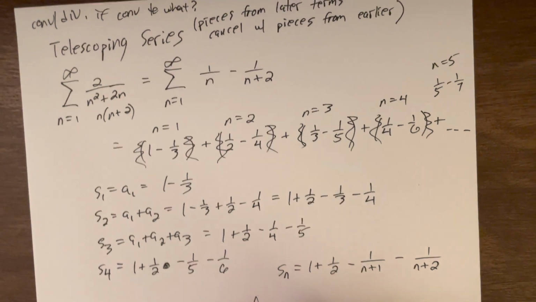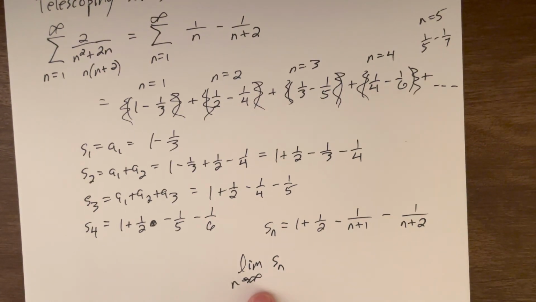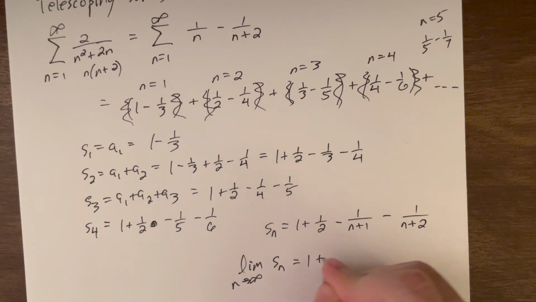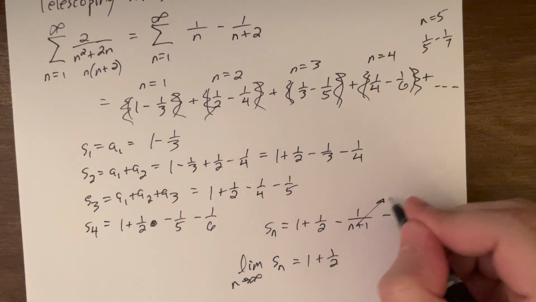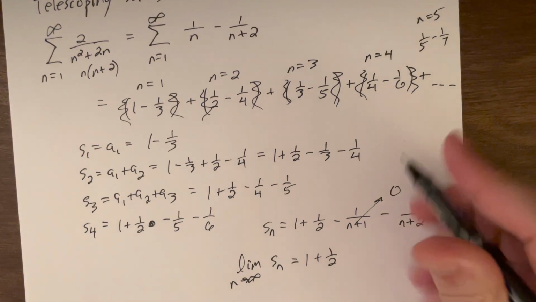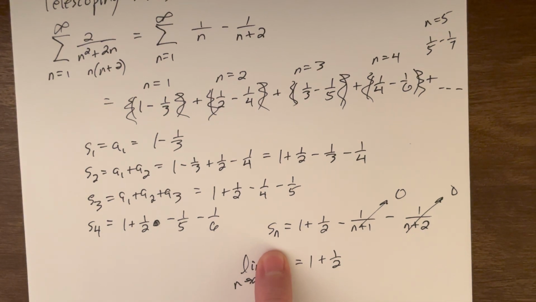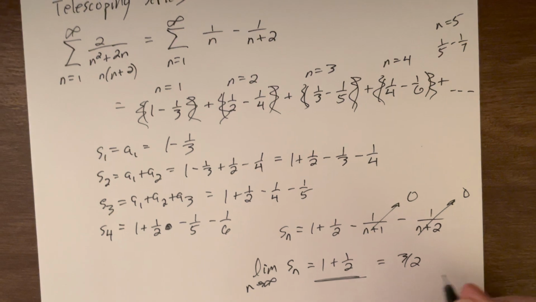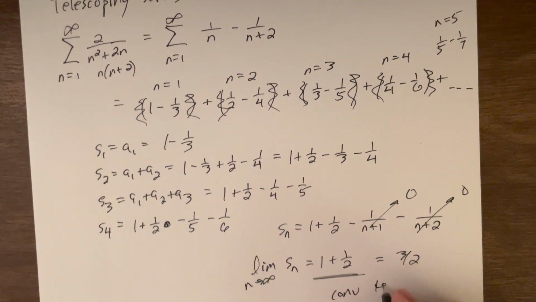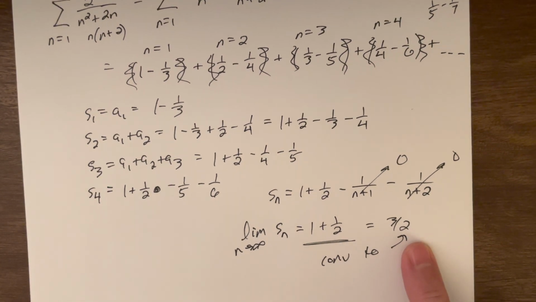And now, what happens as I take the limit of that sequence? Well, there's no n. That's here. There's no n. That's here. But now as n goes to infinity, this goes to 0. As n goes to infinity, this goes to 0. So we took the limit of s sub n. We got a nice answer, whether you want to call it 1.5, 3 over 2, whatever. But that is evidence that we converged to that value.